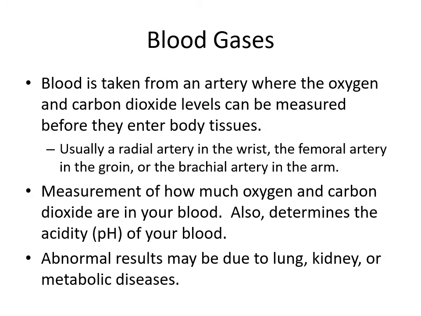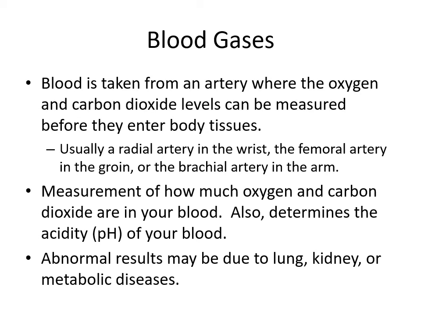Looking at blood gases, blood is taken from an artery where the oxygen and carbon dioxide levels can be measured before they enter body tissues. Typically when we're getting measurements, we're getting blood from veins, but here specifically we want to see before it's exposed to the tissue. So again, this is unique in that we are taking blood from the radial artery in the wrist, the femoral artery in the groin, or the brachial artery in the arm.